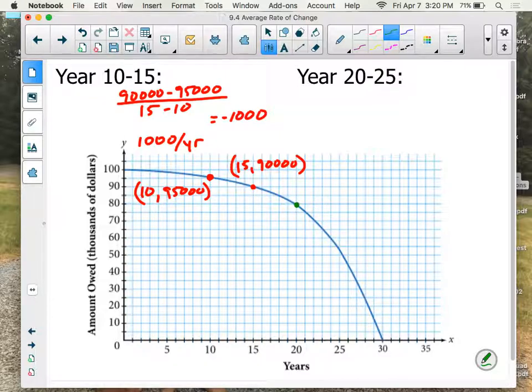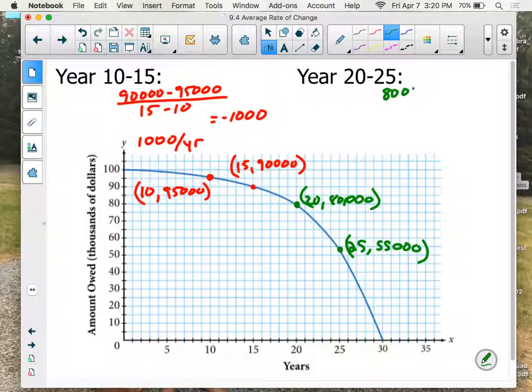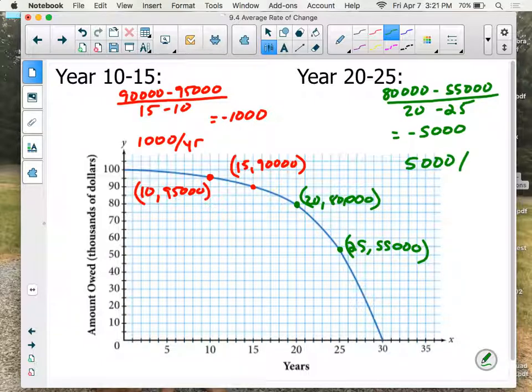Check out year 20. Year 20 looks like we owe about $80,000. And out at year 25, let's make it easy. Let's estimate that at like $55,000. So the rate of change over that 5-year span. So now we'll do 80,000 minus 55,000. And we'll divide that by 20 minus 25. Let's see, 80 minus 55 is 25. So we get 25 divided by 5. So this is equal to a negative 5,000. So what that change means is now the rate of change is about $5,000 per year.